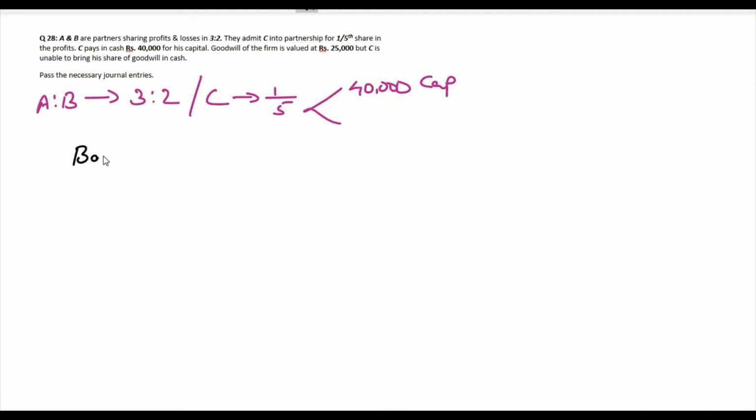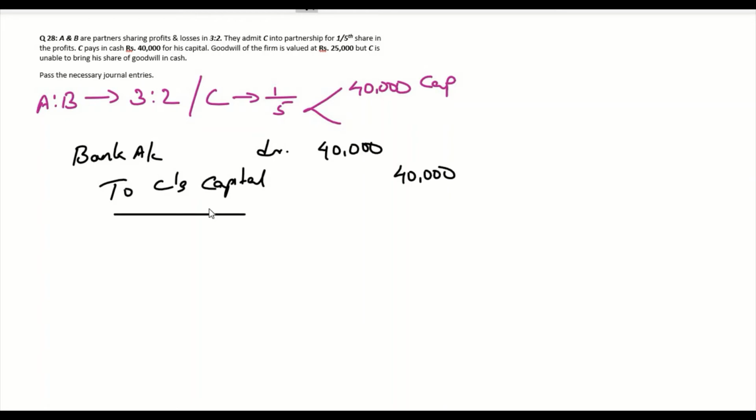Okay, so first thing is we need to account for the capital that C is bringing in. So bank account debit 40,000 to C's capital 40,000. Then C's share of goodwill that we need to calculate.